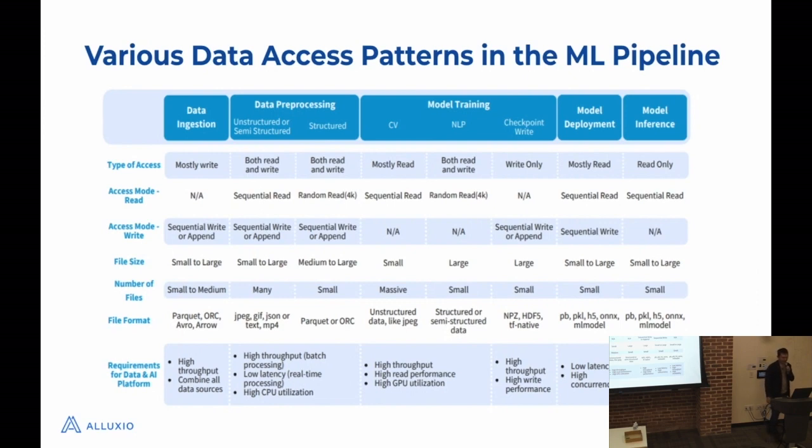Here is a table made by my teammate Hope. She collected all the data patterns and the different requirements for each stage of machine learning training, inference, and deployment. I don't want to go through every detail here. You can just see it's very different for each stage. For some stages they need high throughput, some stages may require low latency. They are very different.